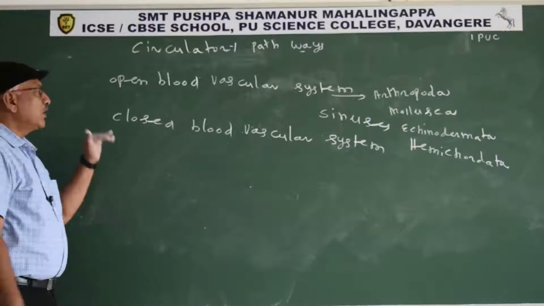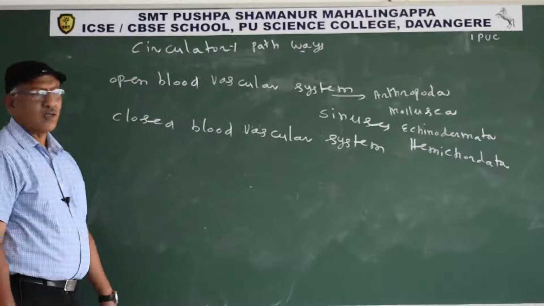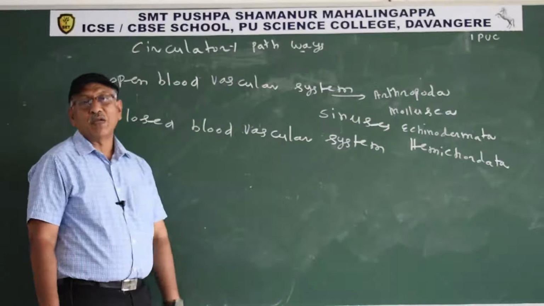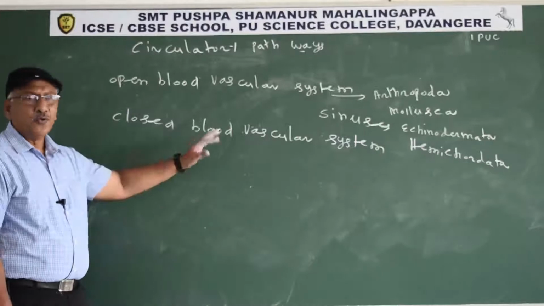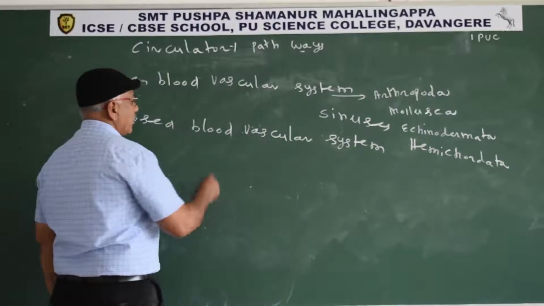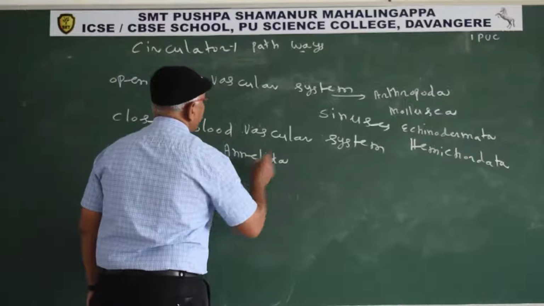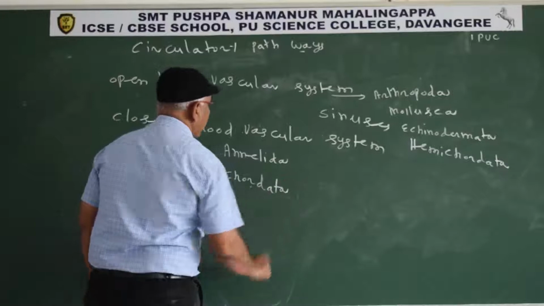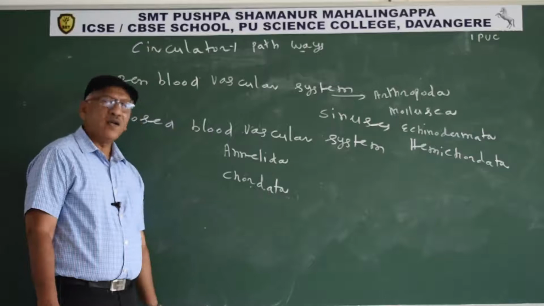Closed blood vascular system: if blood flows in blood vessels only, it is known as closed blood vascular system. Closed blood vascular system is more effective when compared to open blood vascular system. It effectively transports nutrients to each and every part of the body. Closed blood vascular system is seen in annelida and chordata.